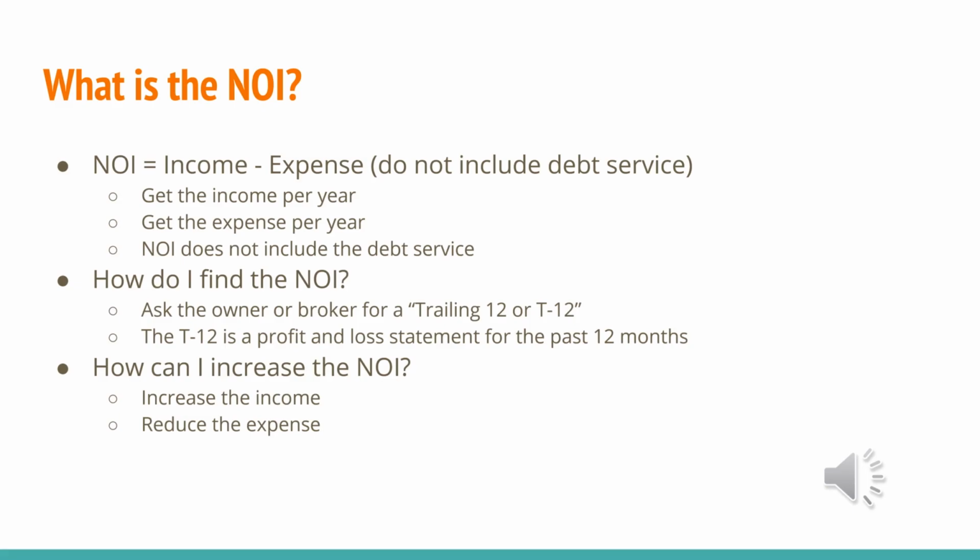So how do I find the net operating income? You can ask the owner or the broker for a trailing 12, or a T12. This is essentially a profit and loss statement for the past 12 months. If you start saying T12 to brokers and owners, they will take you very seriously because you know their lingo. And next, how can I increase the net operating income? You can increase the income, you can reduce the expense. Remember, these two things are within your full control.